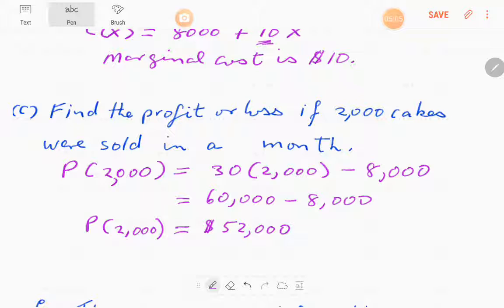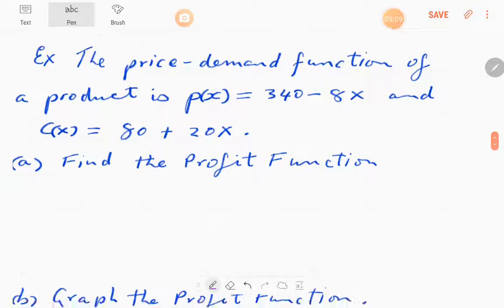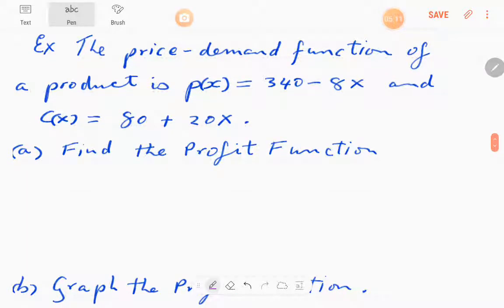Let's look at a second example. So here in this example, the price demand function of a product is p(x). Notice lowercase p, right? So this is our price. Our price is given by lowercase p equal to 340 minus 8x. And we have a cost function of 80 plus 20x.